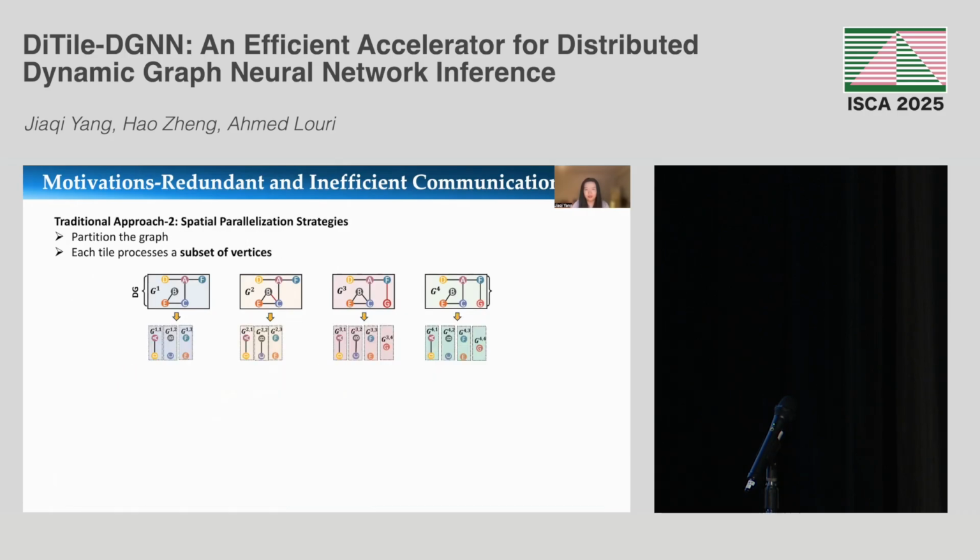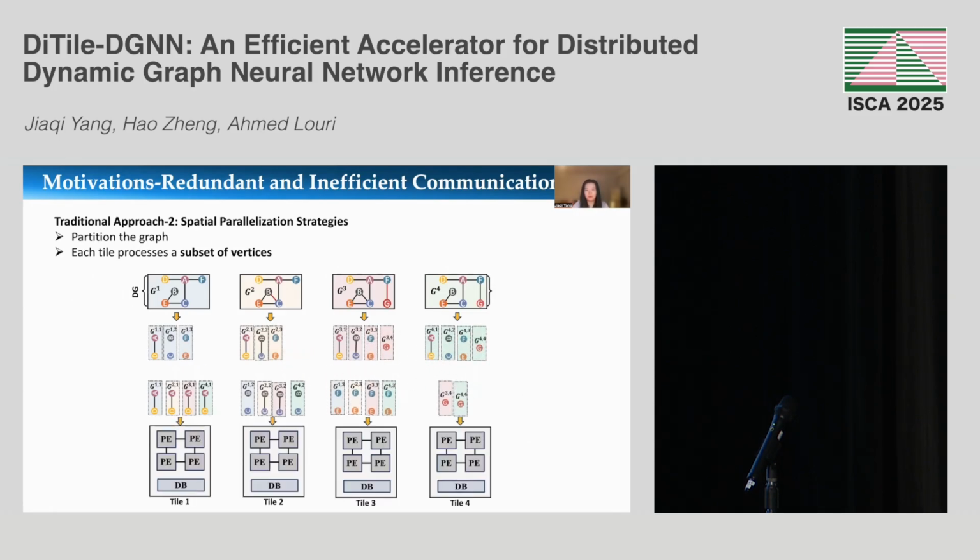Another commonly used strategy is spatial parallelization, where the graph is partitioned across tiles based on vertices. Spatially, the system performs two steps. Step 1 is to partition the graph into several parts, for example, splitting the vertex set into multiple non-overlapping groups, and then assign each tile to process a specific vertex subset across all snapshots. For instance, tile 1 may be responsible for executing the first partition of the graph in every snapshot.